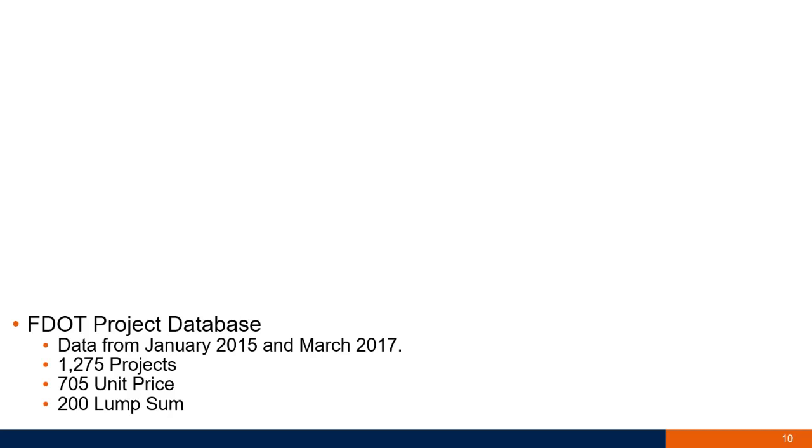So the database was from January 2015 to March 2017. We were able to retrieve 1,275 projects within that period, 705 unit price projects and 200 lump sum projects. The rest of the projects had different types of contracting methods: the DBB projects were about 905, and the rest were design build, P3, or construction manager at risk.